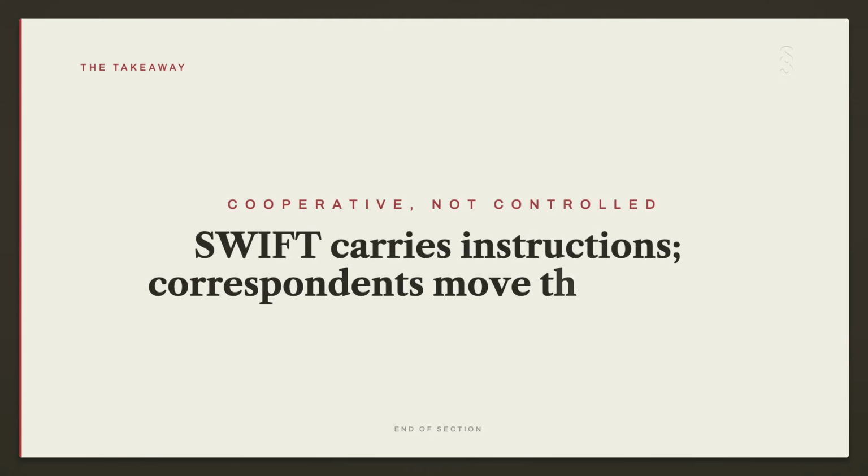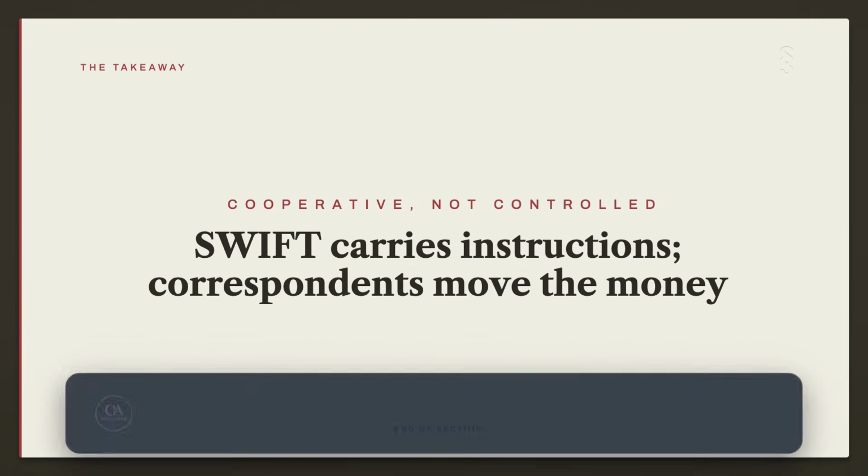Because a standard's value grows with participation, SWIFT was built as a cooperative rather than owned by one bank, letting it scale globally without forcing any country to change its domestic system.